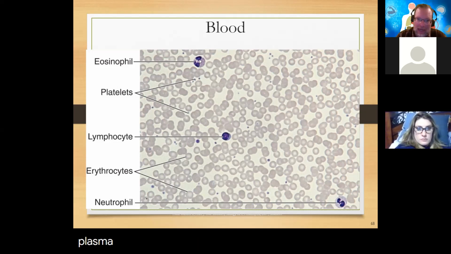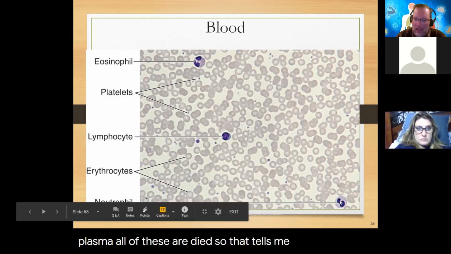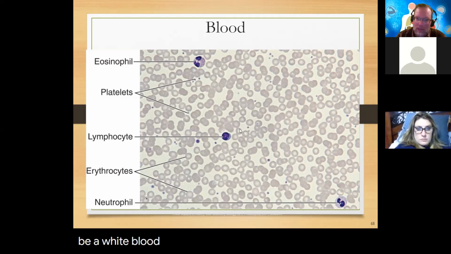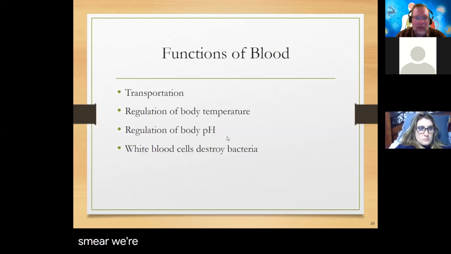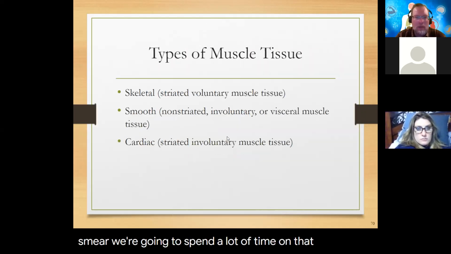All of these are dyed, so that tells me that it's going to be a white blood cell. White blood cells do have a nucleus. We also see some other little purplish dark splotches. Those are platelets. Platelets also have a nucleus, so they're going to dye purple as well. So anyway, that's a blood smear. We're going to spend a lot of time on that soon enough.